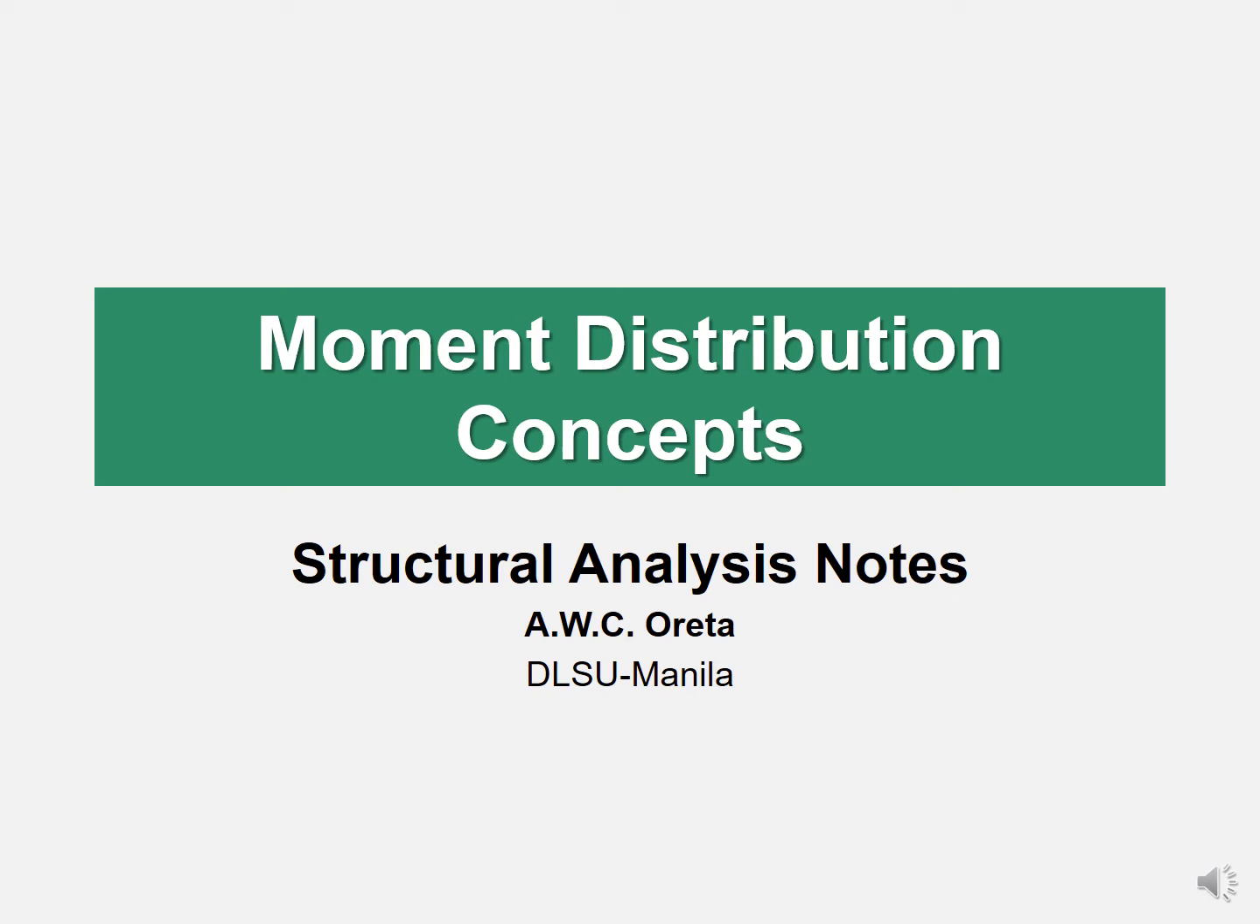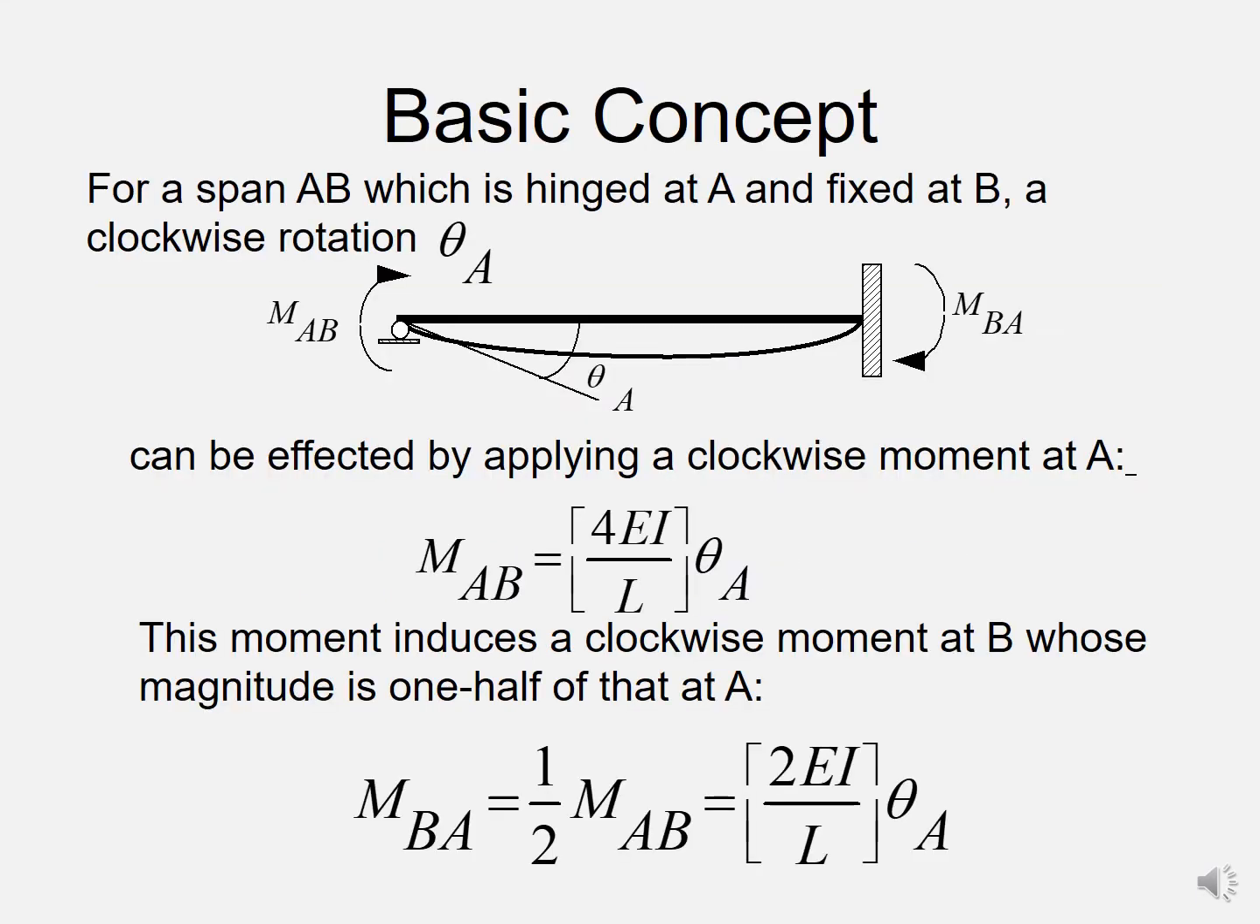Moment distribution method. One of the basic concepts in the moment distribution method is the moment needed to produce a rotation theta A for a beam with a pin or roller support with the other end fixed.